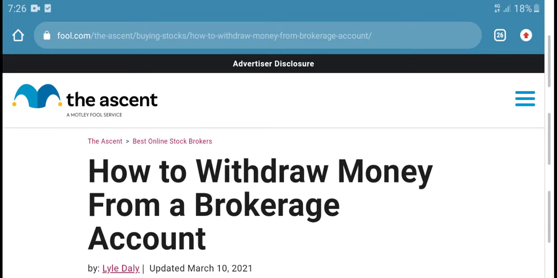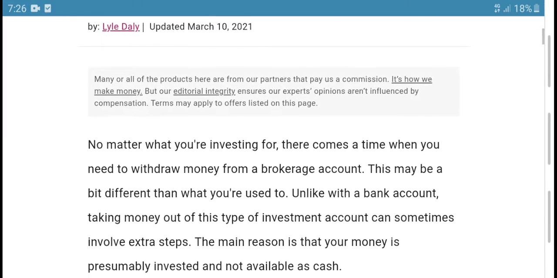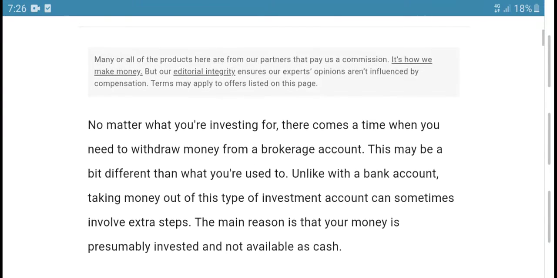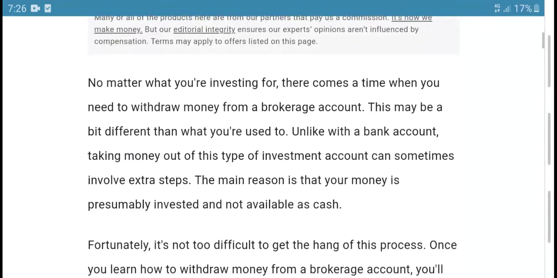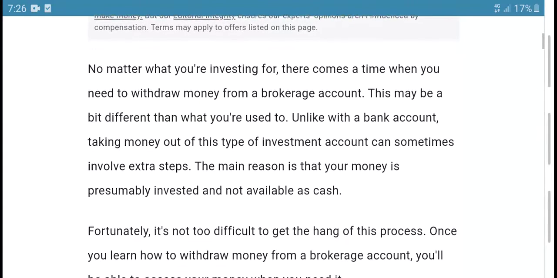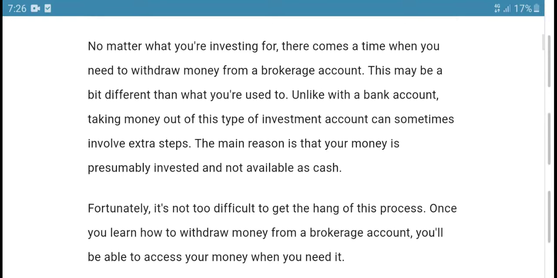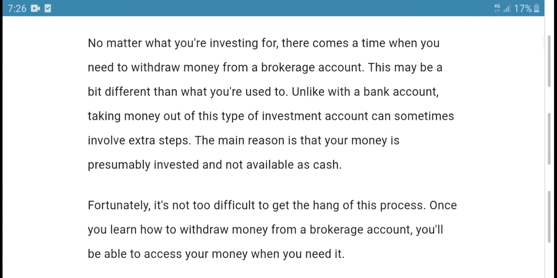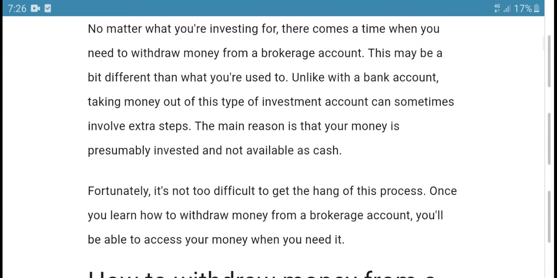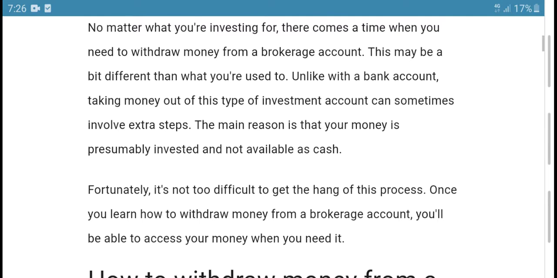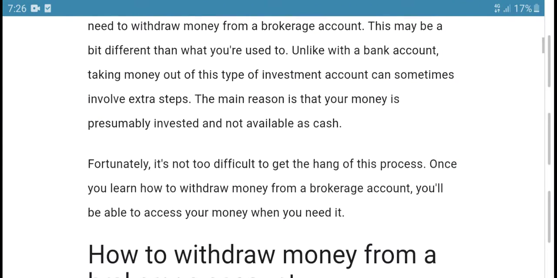How to withdraw money from a brokerage account. No matter what you are investing in, there comes a time when you need to withdraw money from your brokerage account. This may be different from taking money out of a bank account. This type of investment account can involve extra steps. The main reason is that your money is invested as principal and not available as cash.